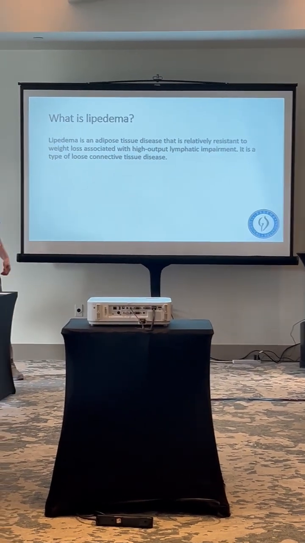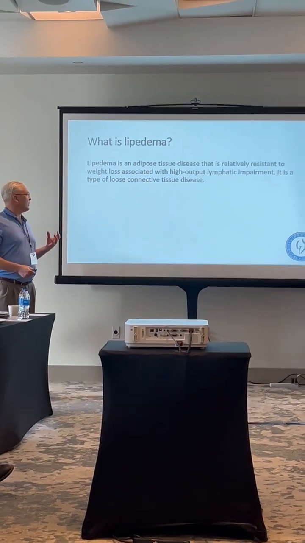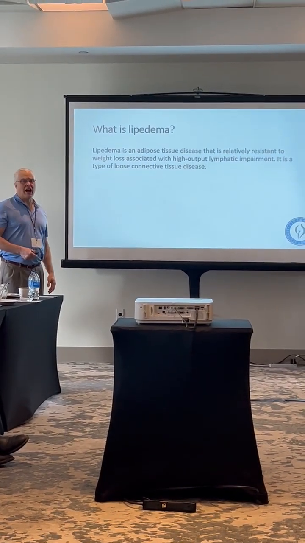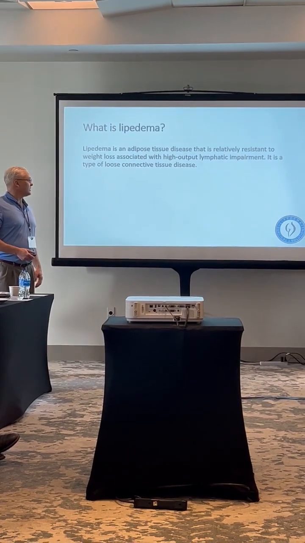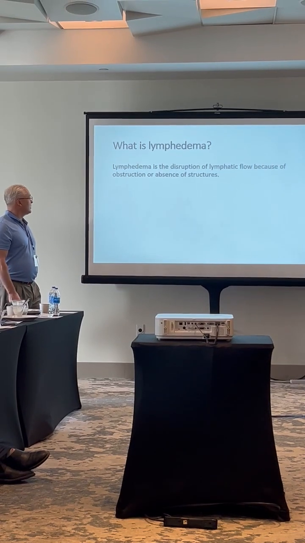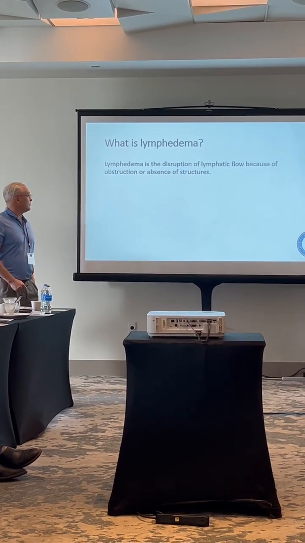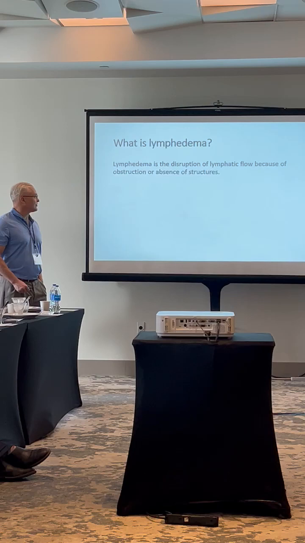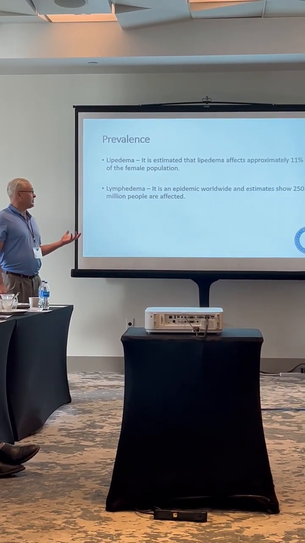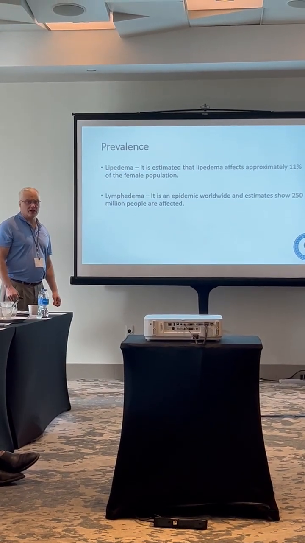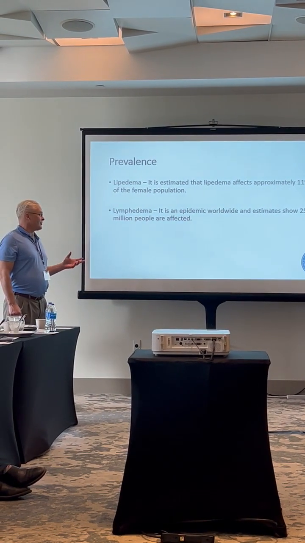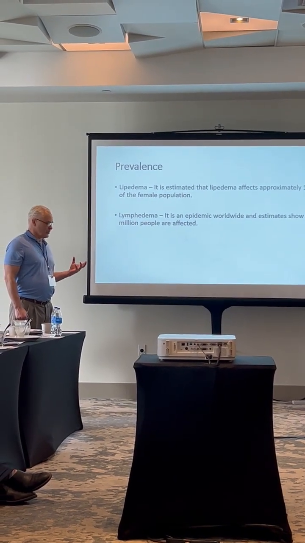It's an adipose tissue disease, relatively resistant to weight loss, and is associated with high output lymphatic failure, and it's a type of loose connective tissue disease. And then lymphedema is a disruption of the lymphatic flow because of obstruction or absence of structures. And the prevalence: lipedema is estimated to affect 11% of the female population, and lymphedema is epidemic worldwide, 250 million people.